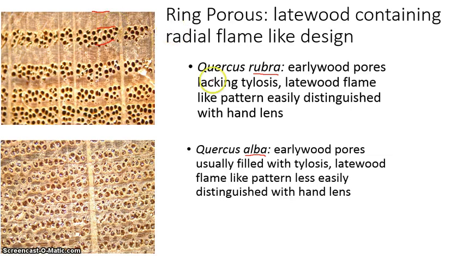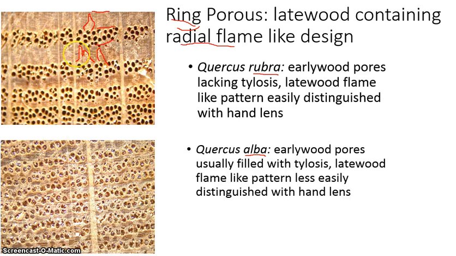What is significant to get you to the genus here is, one, they are ring porous, but the other part is in the late wood we see this radial flame-like design, okay? That is where these pores scatter into these smaller little designs, and even without your hand lens, when you cut into the transverse side, you see it looks like little flames coming up. This is the radial flame-like design that they're referring to.